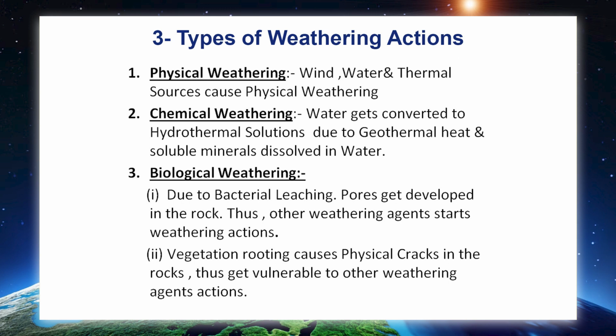Physical weathering, as I have already told you, is by wind, water and thermal sources. Chemical weathering, as I told you, is by geothermal and acidic water, which I described how it is forming. What is a hydrothermal solution? The hydrothermal solution may have acidic property, may have basic property, depending upon the rocks in contact, and water contaminated in that through acid rain, etc.